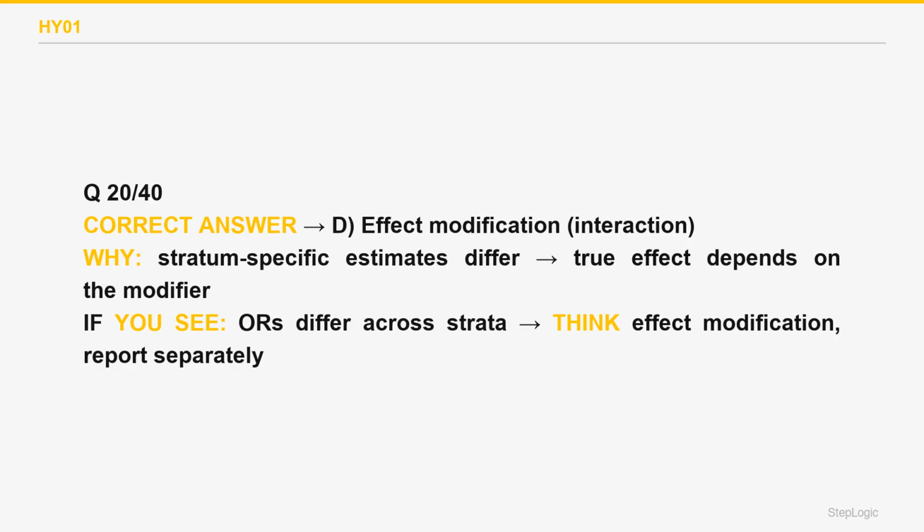Confounding produces stratum estimates that are similar to each other but different from the crude value. Here, the strata differ dramatically from each other, 1.1 versus 8.0, which is the signature of interaction, not confounding. Choice A, wrong. Random error is unsystematic noise. A clean, large, consistent split by OC use is a systematic biological pattern, not chance. Choice E, wrong. Divergent stratum estimates mean effect modification.